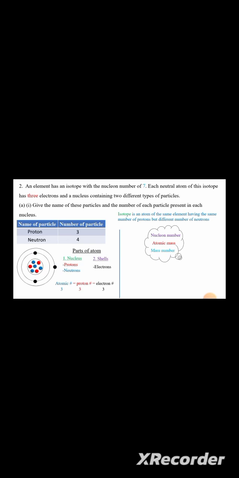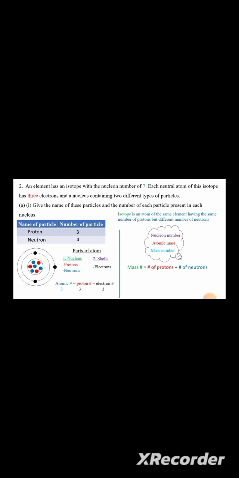Now to find the neutron number, you use the concept where we say mass number is equal to the number of protons plus the number of neutrons. Meaning when you add the protons and the neutrons, you should get the mass number. So we know the mass number is 7.